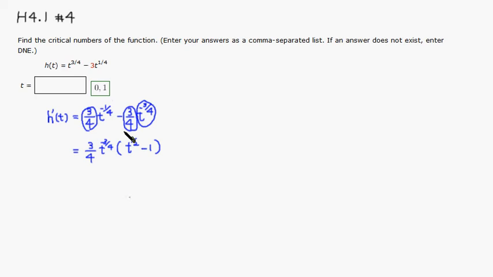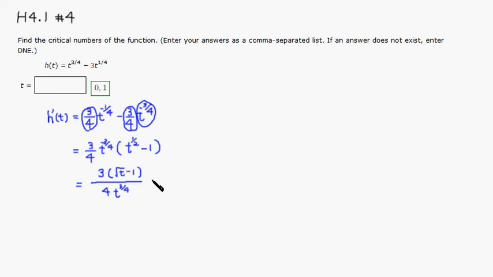All right. Then last thing we want to do, let's see, put everything upstairs on top. So you have a 3 on top, right? Then you have a quantity. Maybe I'll write it as the square root of t minus 1, right? Over 4 on the bottom. Then you have t to the 3/4 power, right?